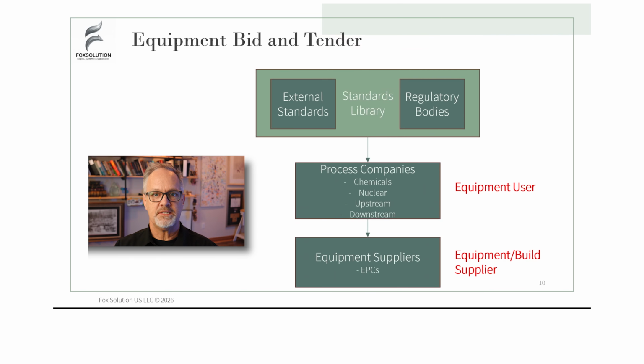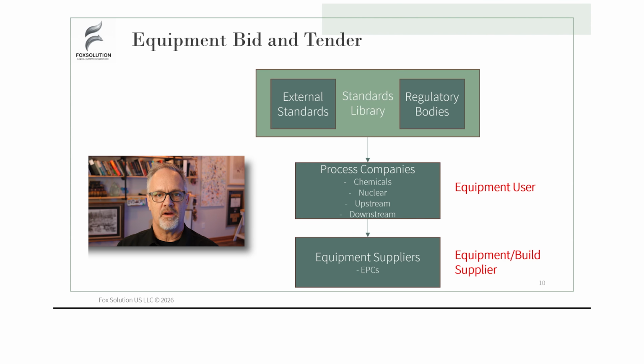Okay, so when we do bid and tender, essentially we have 3 levels. As I was saying before, we have these stakeholders that are outside the company, call them regulatory bodies, maybe external standards that we need to be compliant with. Those are built into a library and essentially provide us with an understanding of what we need to build into the design. I'm going to call the second level process companies. So chemical, nuclear, upstream, downstream in oil and gas. These are process companies that have need of equipment to do something in their business. So those are essentially the equipment users.